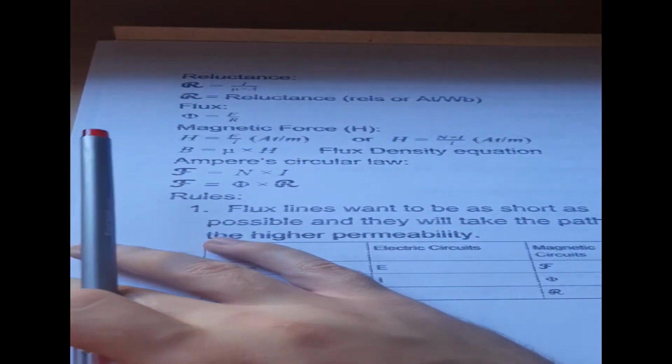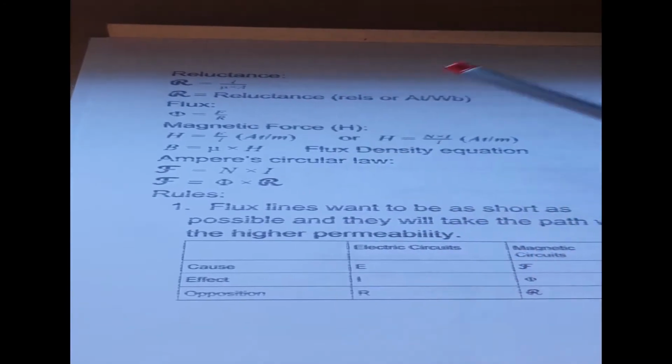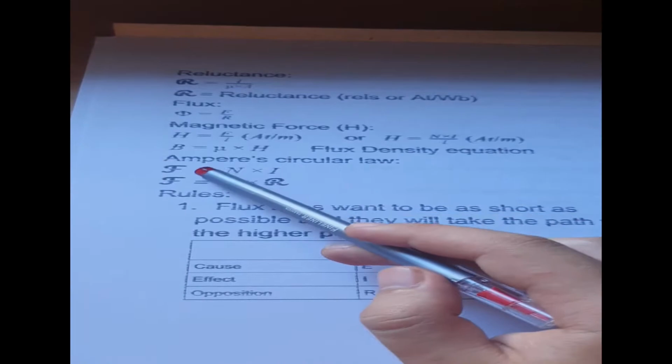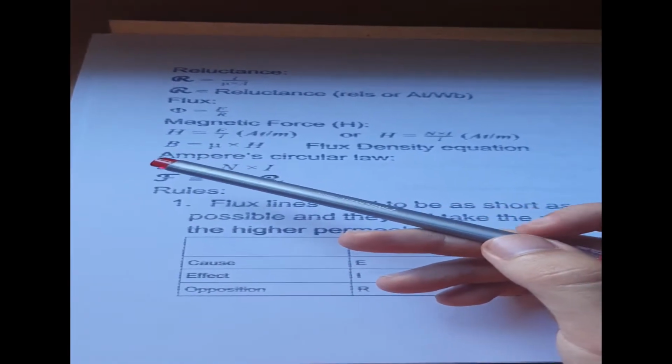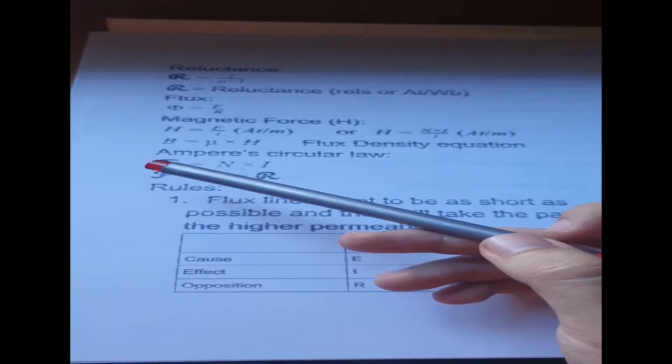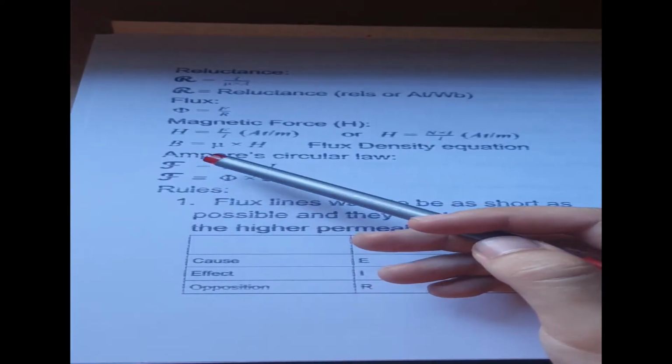Here there is also something called Ampere's circular law, which is basically Ohm's law, where voltage is equal to current times resistance. We have the same one here as well.